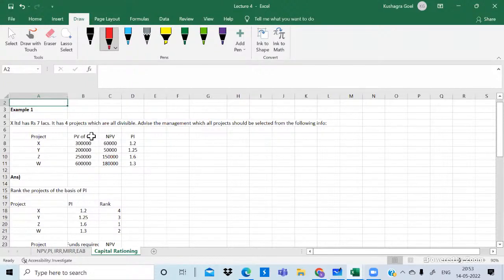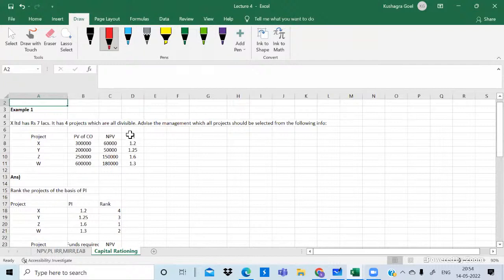These are my present values of cash outflows. So if I accept project X, I'll have to spend 3 lakhs. Project Y will need 2 lakhs. Project Z will need 2.5 lakhs. And project W will need 6 lakhs. I know the NPV that I'll get from these projects. So if I accept X, I'll get an NPV of 60,000. Y will give me 50,000. Z will give me 1.5 lakhs. And W will give me 1.8 lakhs.